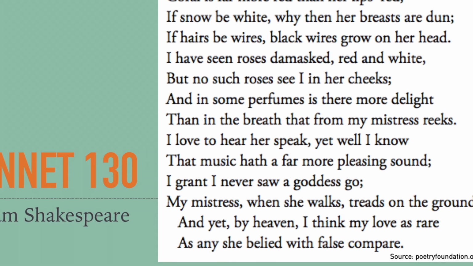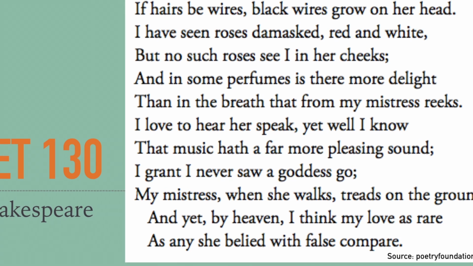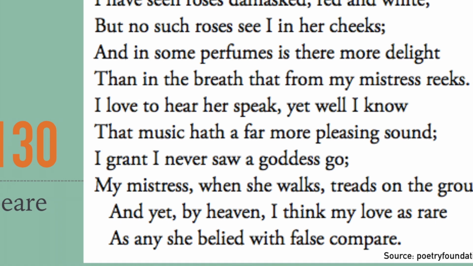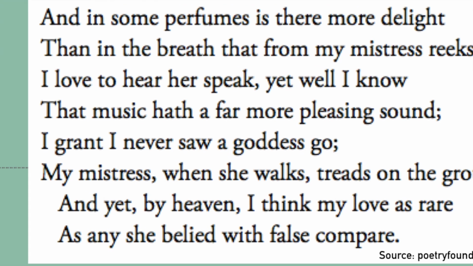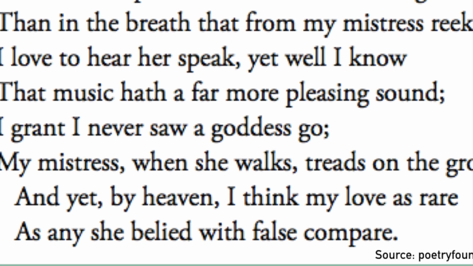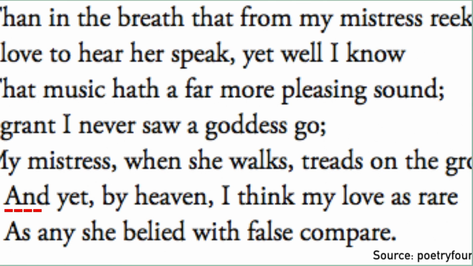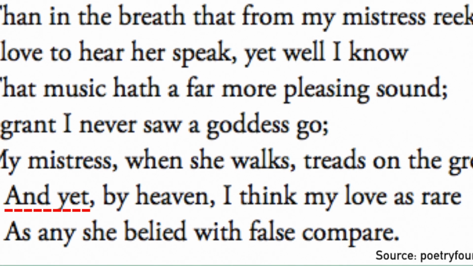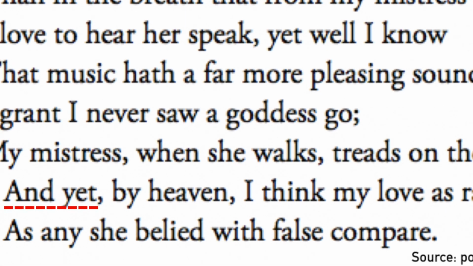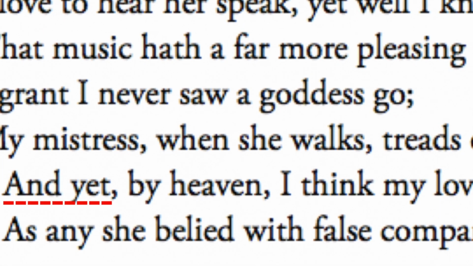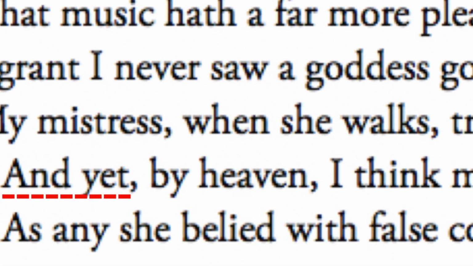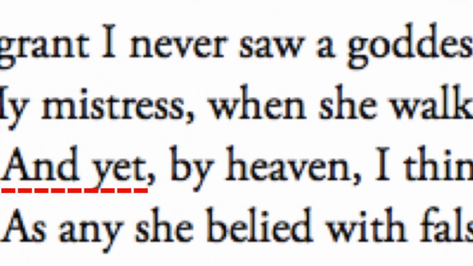Let's see how form works here. In a Shakespearean sonnet, the last two lines usually summarize or contradict the argument made in the preceding 12 lines. Look at the 13th line, which begins with "and yet." The negative conjunction "yet" draws your attention to the rest of the poem. Do you see how form can help you interpret any poem or work of literature?